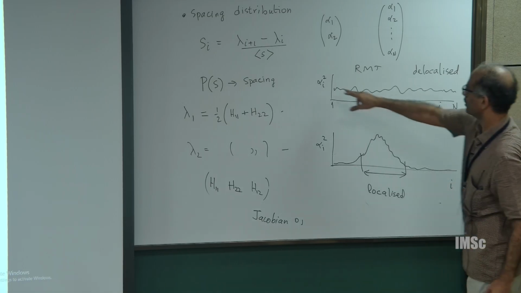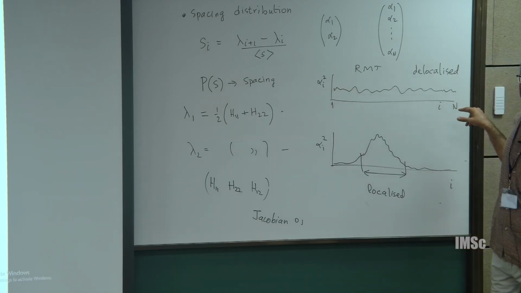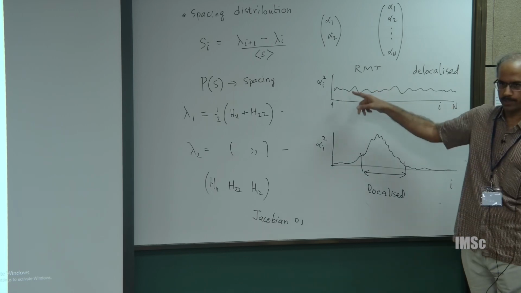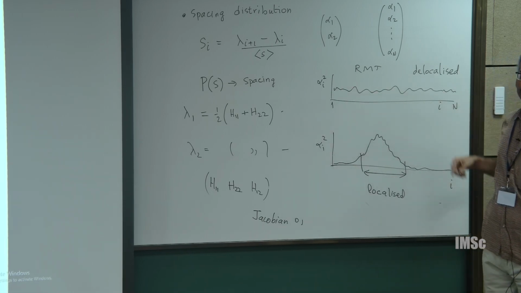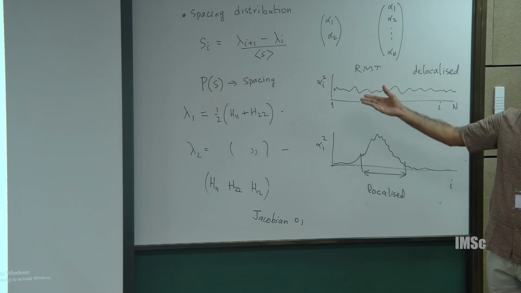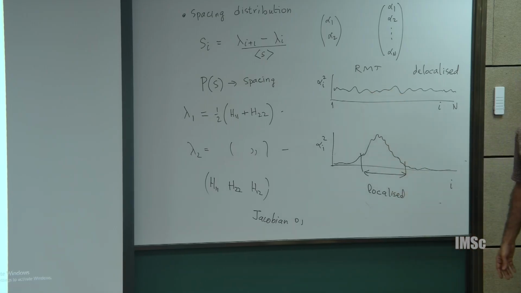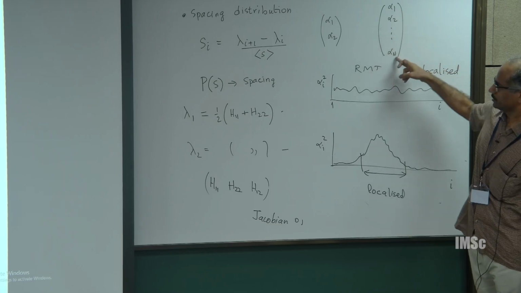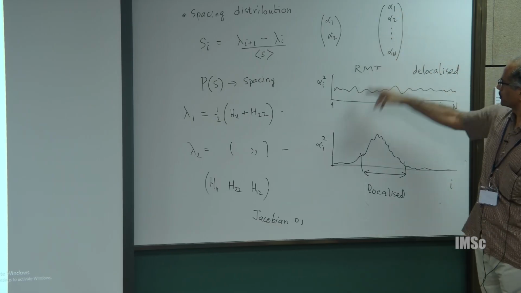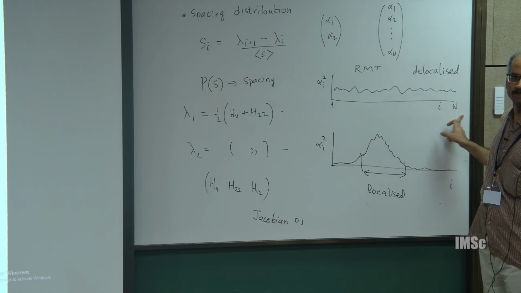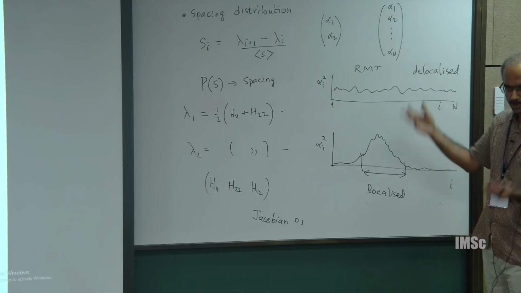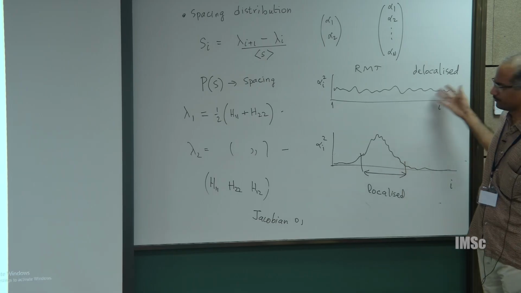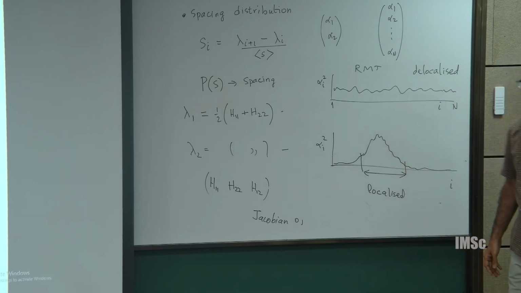Not summing. This is just plotting each of them. Each component, the square of each component, is plotted. If you sum all of them, it will be 1 actually. Like I said, one eigenvector would look like this. You take the square of each of them and plot that as a function of 1 to n. In a real random matrix, everything will look like this. It will be just some fluctuation around some average value.